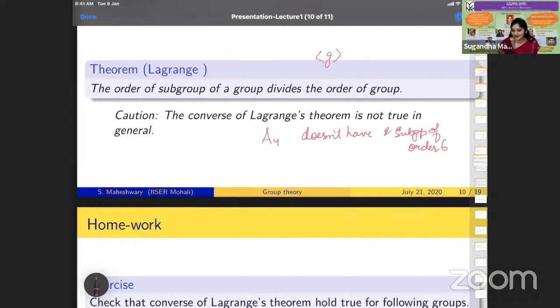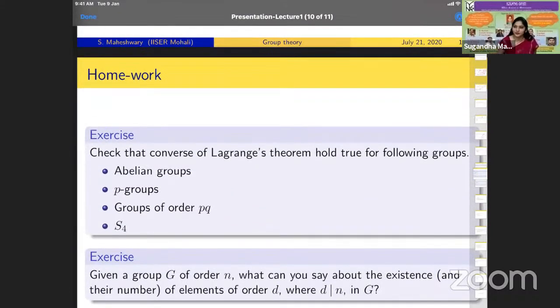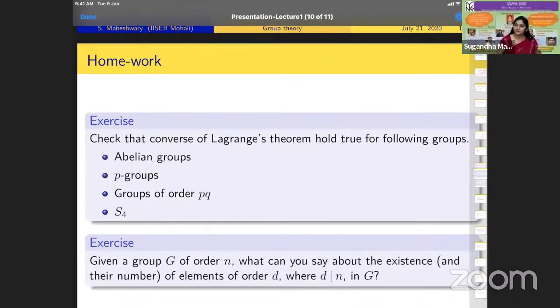But as usual, the curiosity should be there. Are there some groups for which the converse of Lagrange's theorem is true? One class of groups that you know for sure is abelian groups, right? For abelian groups, everybody knows that for every divisor, you will be able to find a subgroup of that order, and you must have seen the proof of that as well. But are there other groups where it will hold true? For p-groups also, maybe not directly, but you know the answer. Can you tell me why the converse of Lagrange's theorem is true for p-groups?